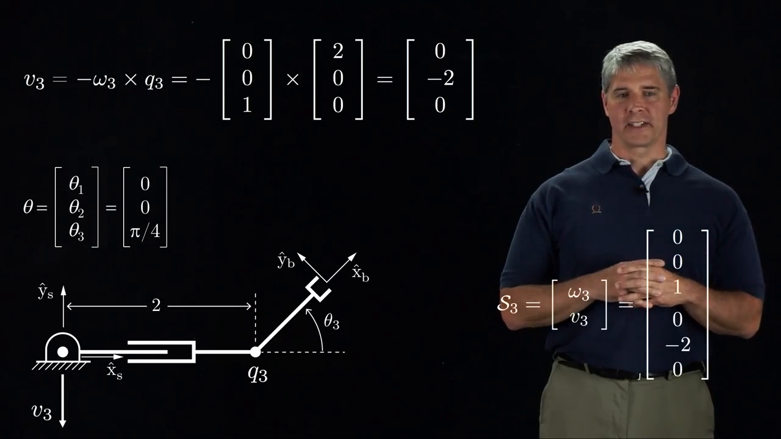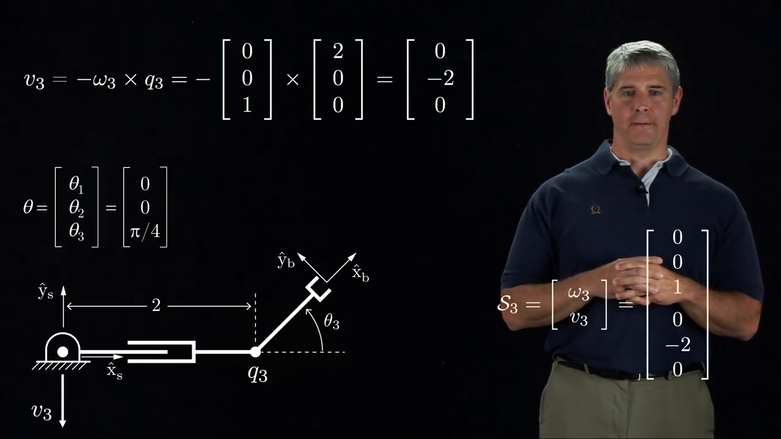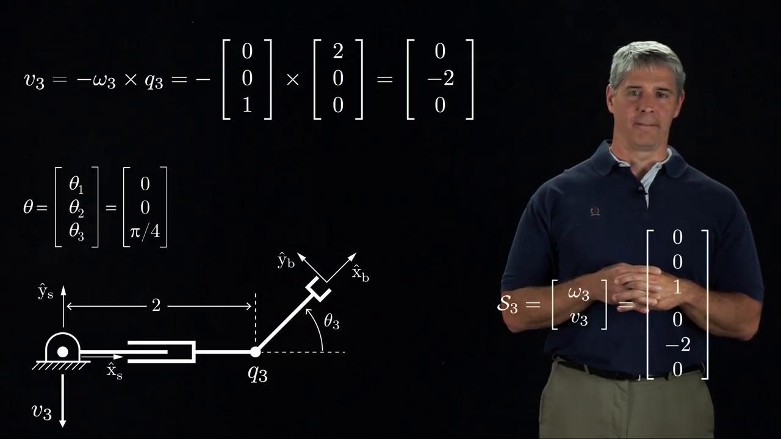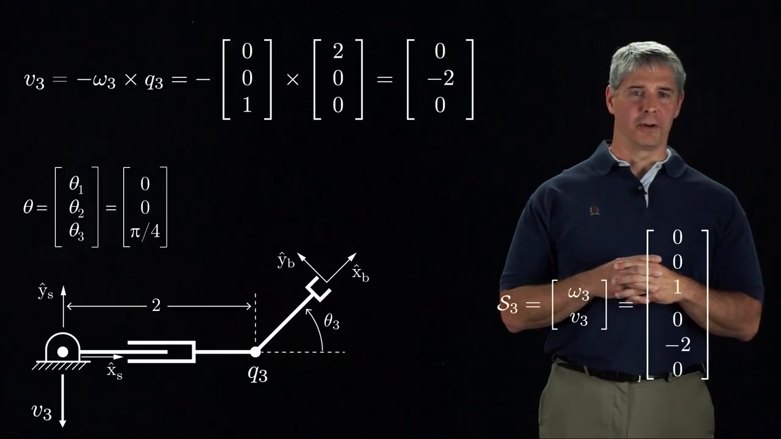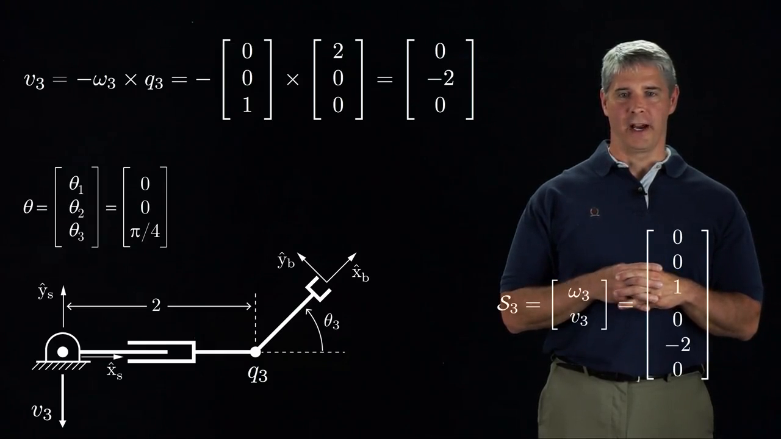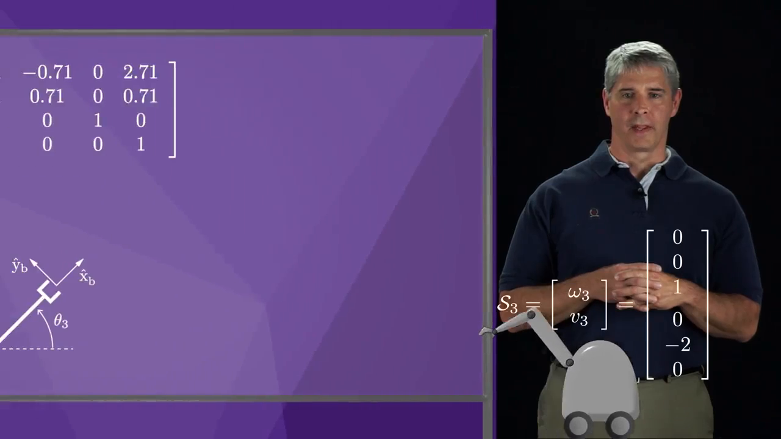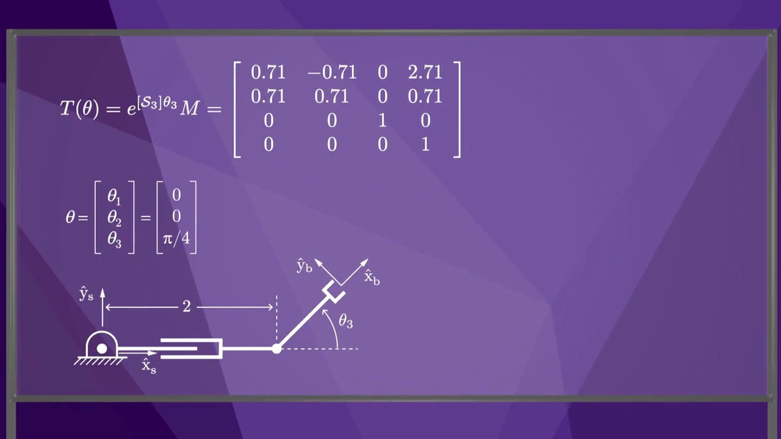Now that we have the screw axis S3, we can calculate the B frame configuration T of theta. We simply apply the space frame transformation corresponding to motion along the S3 screw axis by an angle pi over 4. This transformation is e to the bracket S3 times pi over 4, using the matrix exponential from the Chapter 3 videos. Since it is a space frame transformation, it pre-multiplies M.